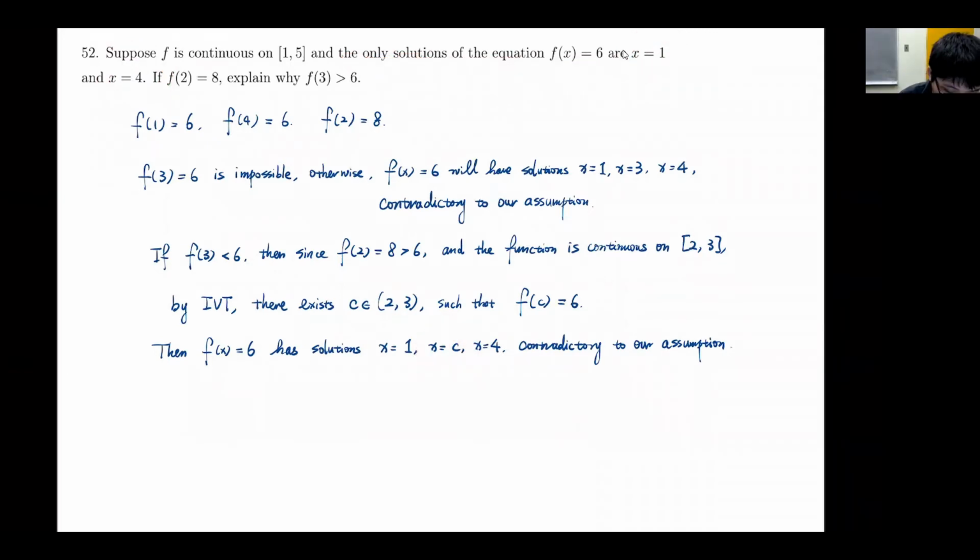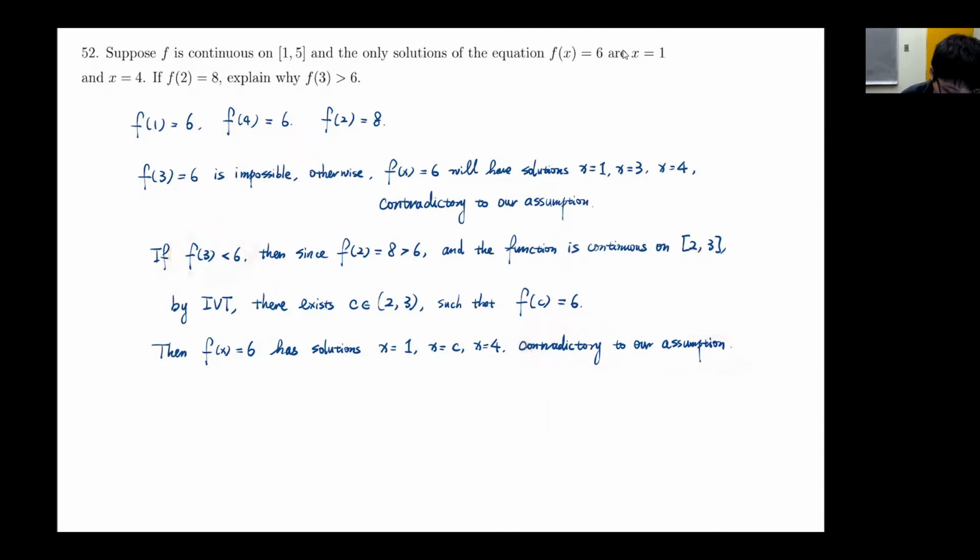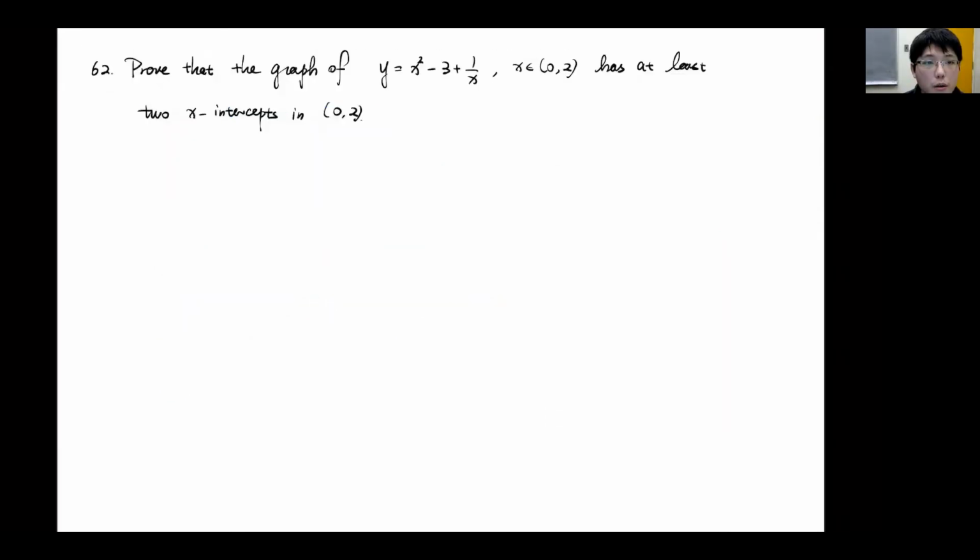All right, we argued that f of 3 equals 6 is impossible, and also f of 3 less than 6 is contradictory to our assumption, so therefore it is also impossible. So the only remaining possibility is f of 3 strictly greater than 6, and that concludes our problem. Okay, let's look at number 62.